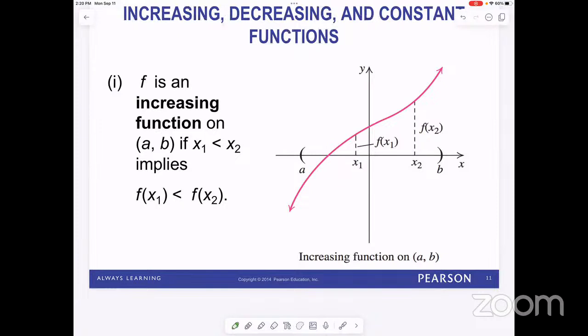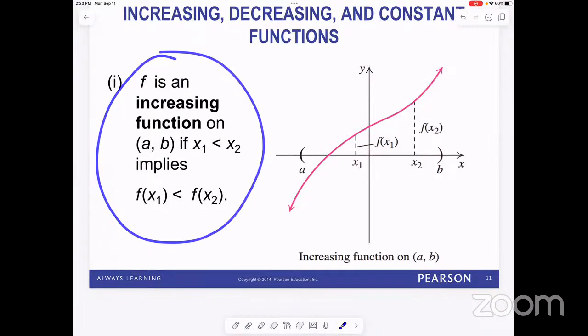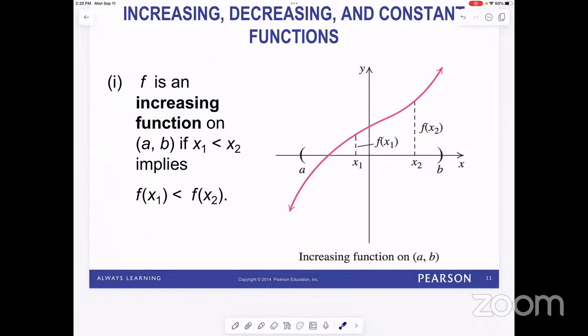In layman's terms, whenever we're working with increasing, decreasing, and constant functions, we're looking at an image. And that just means that as we trace the graph from the left to the right, the graph is increasing, is going up. So this explanation on the left is a formal definition of what we mean by an increasing function. But the simple thing is, it just means that as we trace the graph from the left to the right, it's increasing on that open interval.